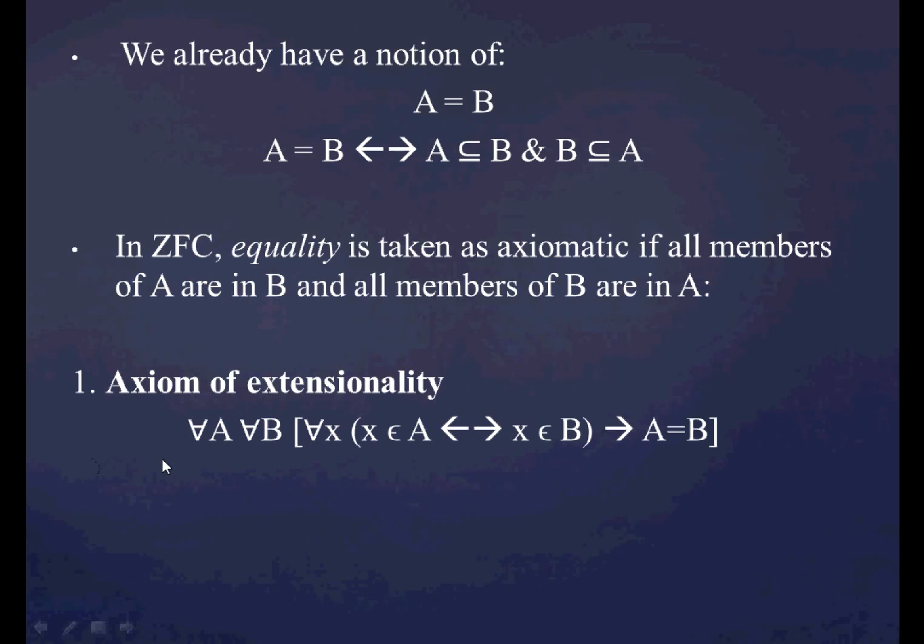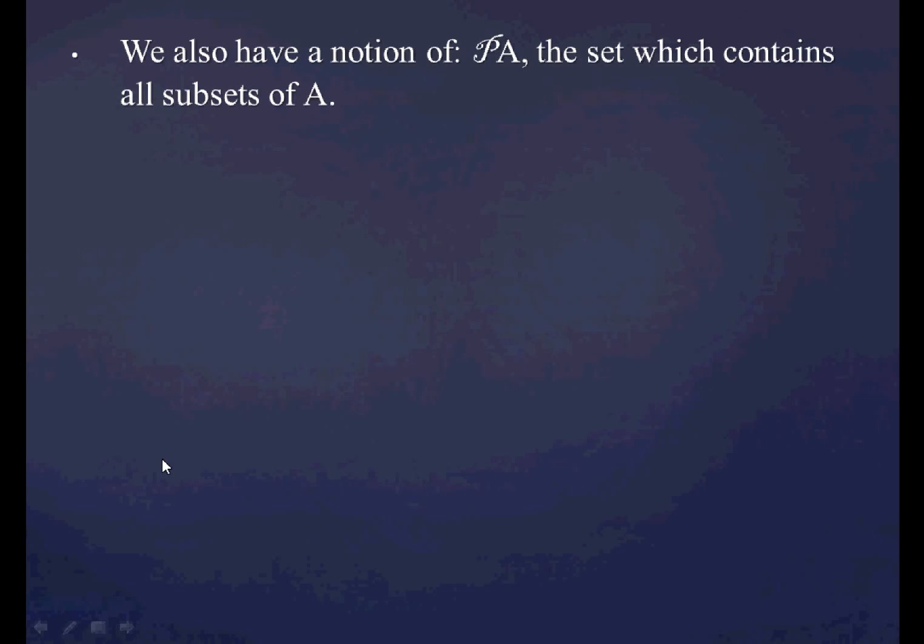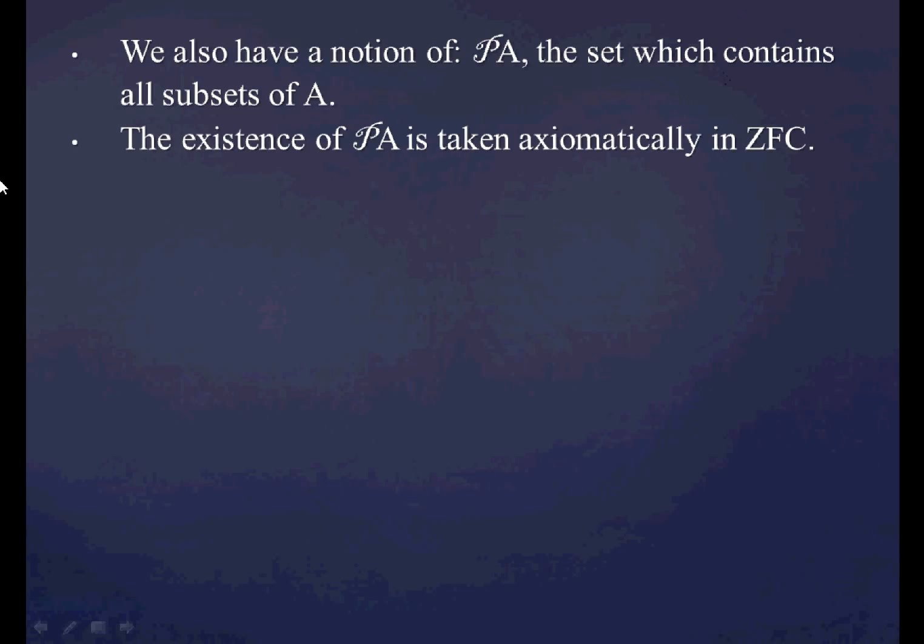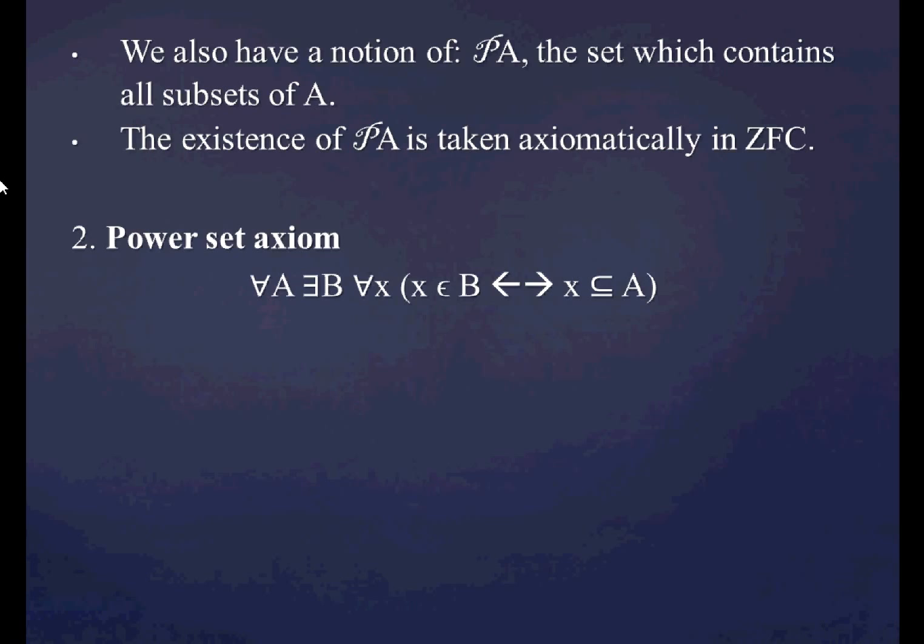From the previous video, we also talked about power sets. We already have a notion of what these symbols mean, what the power set of A means. Remember, the power set is the set which contains all the subsets of A. So we have some intuition about that already. Again, we want to axiomatize this. We want to guarantee that such a set, the power set of A, exists. So in ZFC, we take the existence of the power set of A as axiomatic, and very aptly named, we call this the power set axiom.